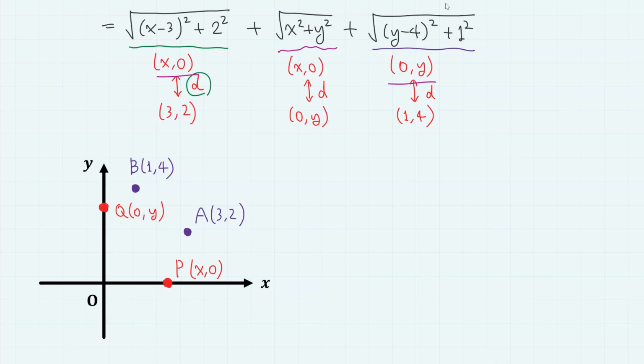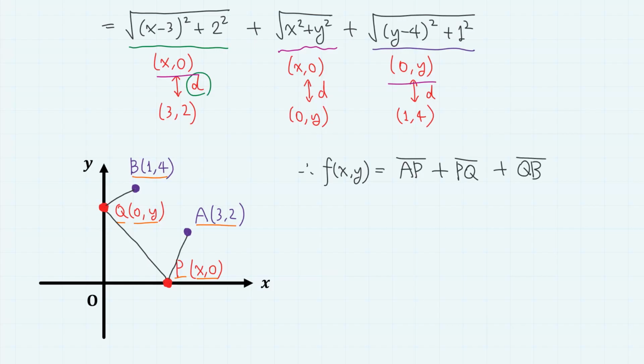Therefore, we can provide a geometrical interpretation of the given function using these 4 points. 2 fixed points A (3, 2) and B (1, 4), and 2 moving points. Point P (x, 0) that moves along the x-axis, and point Q (0, y) that moves along the y-axis. Then function f represents the distance AP plus PQ plus QB.